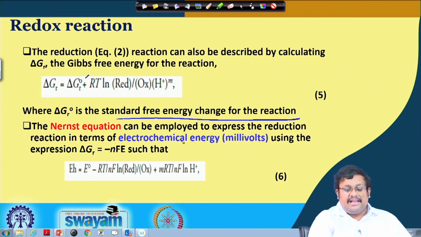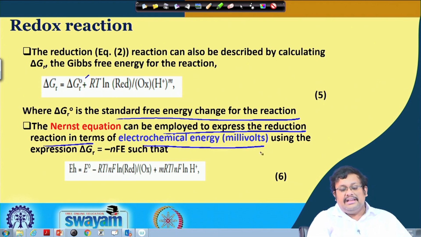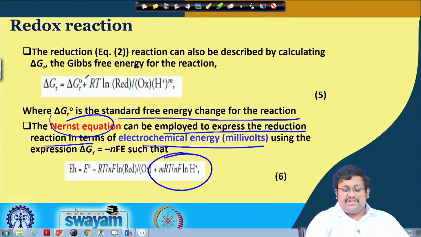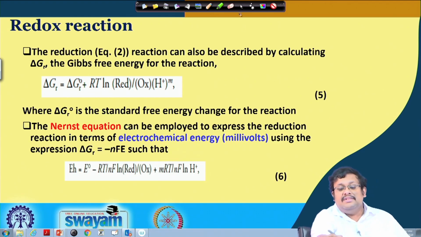So, this Nernst equation can be employed to express the reduction reaction in terms of electrochemical energy, or in terms of millivolts. To express the reduction reaction in terms of electrochemical energy, we generally use the Nernst equation, and using the expression delta Gr equal to nFE, we will get the value of EH equal to E0 minus RT by nF ln Red by Ox plus this expression. So, let us see what the meanings of these expressions are.